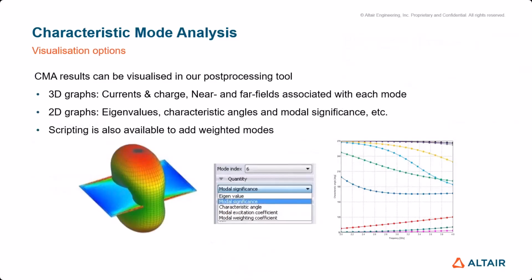The visualization options for the results. All of these results can be visualized in our post-processing tool, PostFeco. So on 3D graphs, you're able to see currents and charges, near fields and far fields for each of the modes. On 2D graphs, obviously all of those quantities, as well as the characteristic mode analysis parameters, such as the eigenvalues, characteristic angles, modal significance, and many more. It is also possible through scripting to implement modal synthesis automatically, where you can then combine weighted combinations of modes to achieve a certain performance.